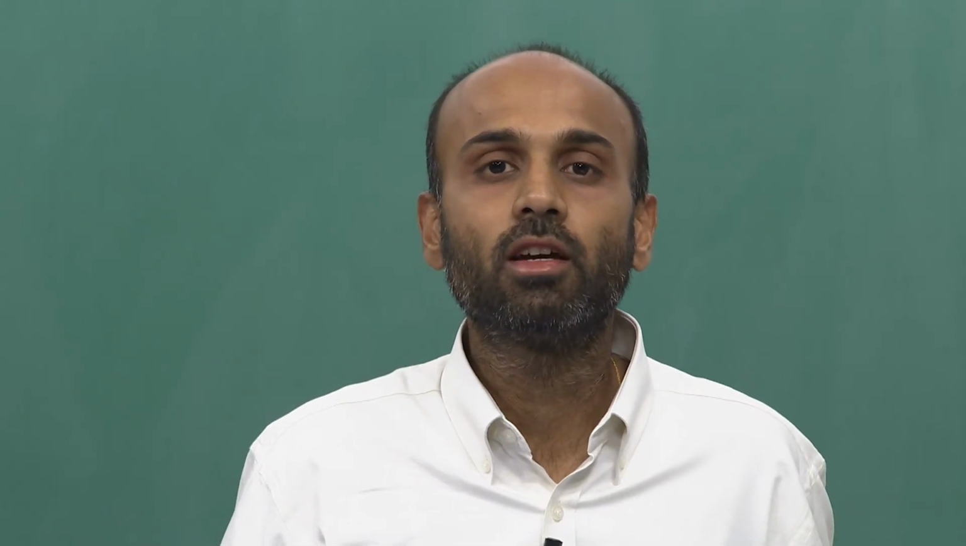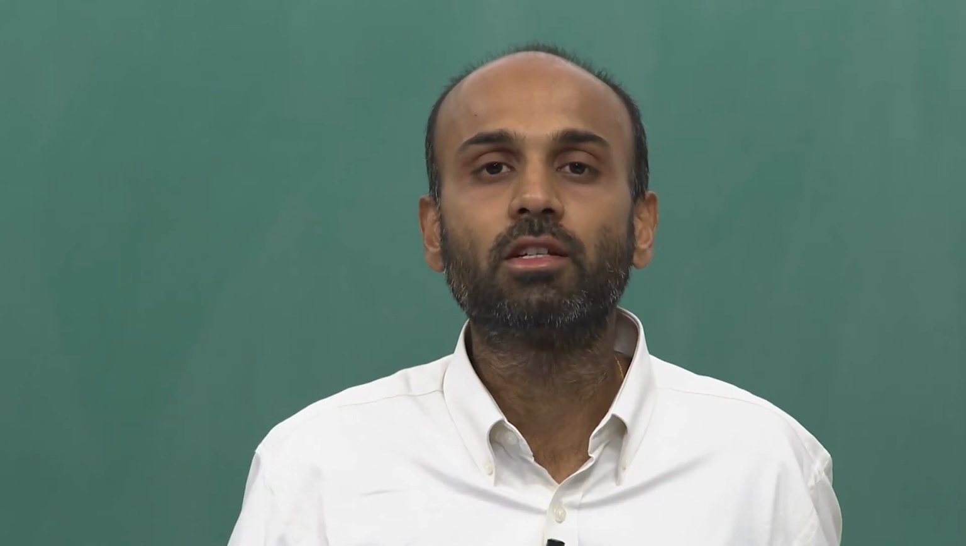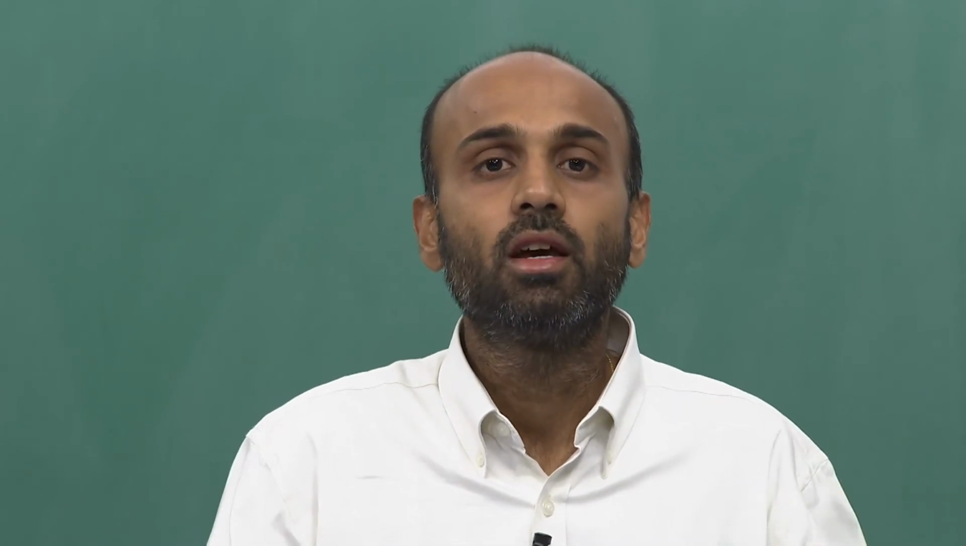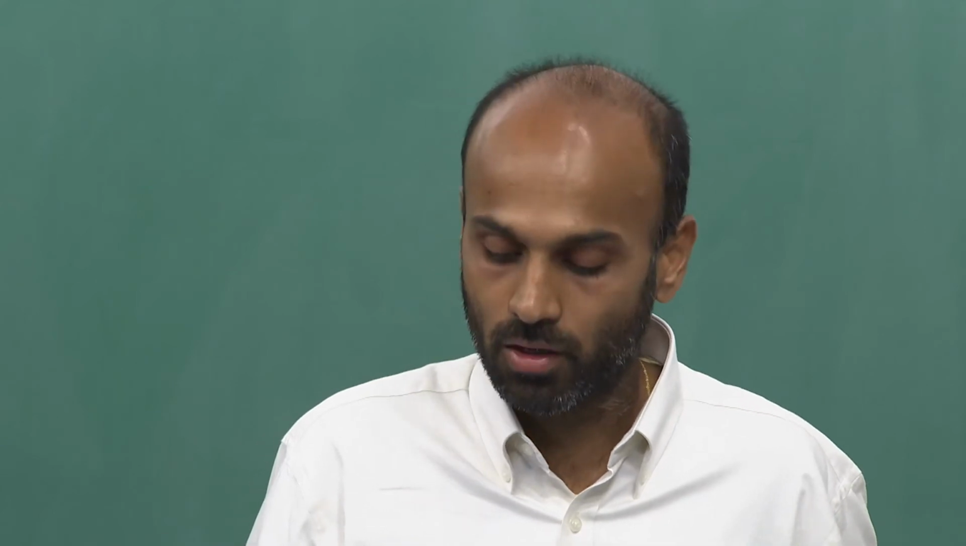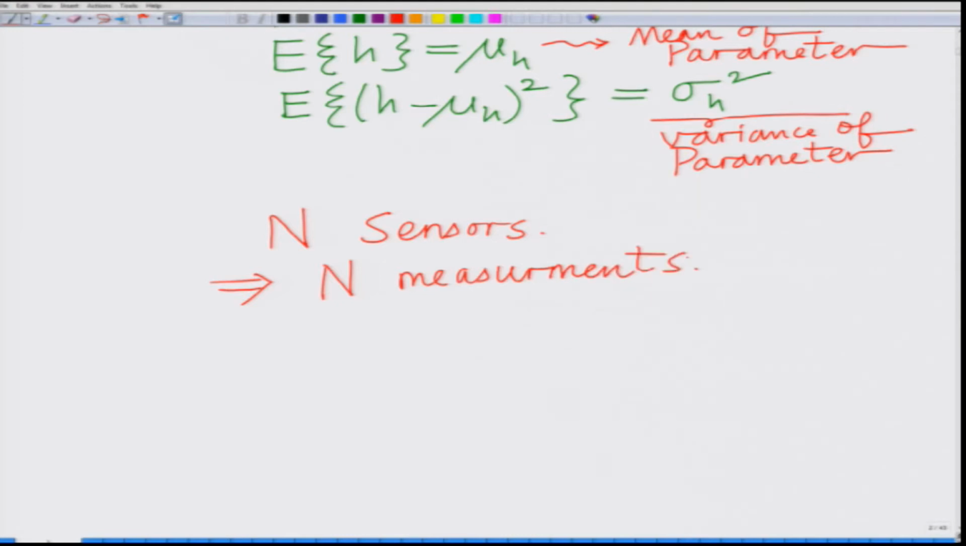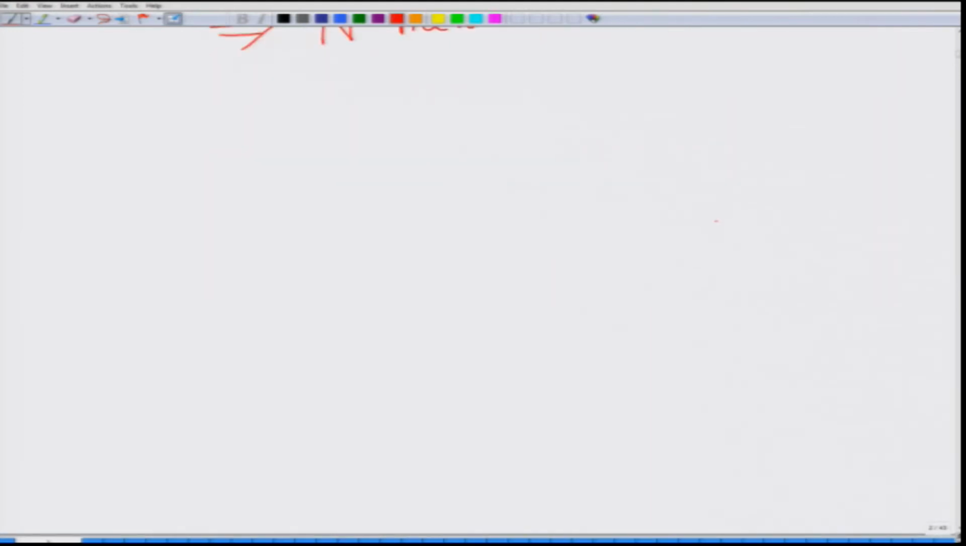Now, what we have is a measurement y k equals h, the parameter, plus noise v k, but of course, we would not have a single measurement, rather we will have a group of n measurements, because we have n sensors, let us say, correct? In a sensor network we have many sensors. All right. So, let us say we have n sensors, therefore, naturally we will have n measurements. Okay. So, we consider a WSN with capital N sensors, which implies that there are n measurements.